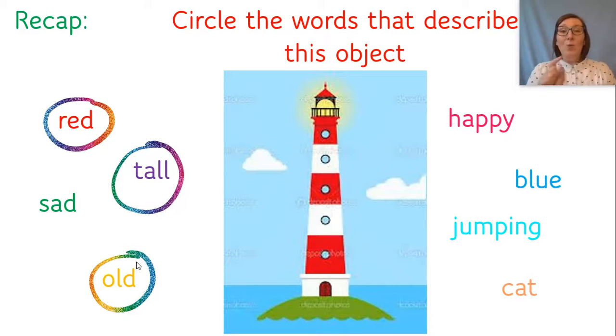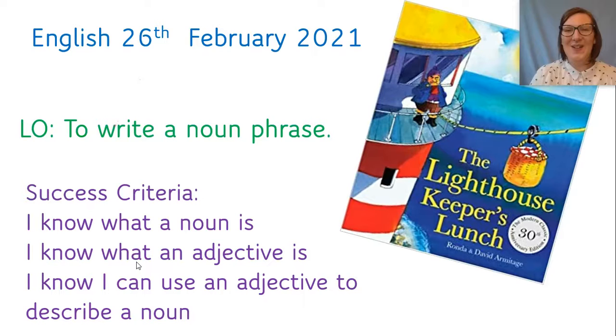Excellent. Now, what about jumping? No, the lighthouse isn't jumping, is it? What about cat? No, because cat, that's a noun, and this is not a cat, is it? The noun of this picture is lighthouse. Well done if you got those.